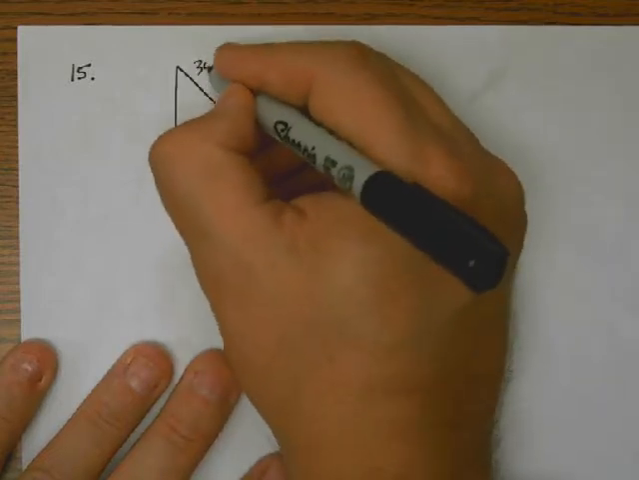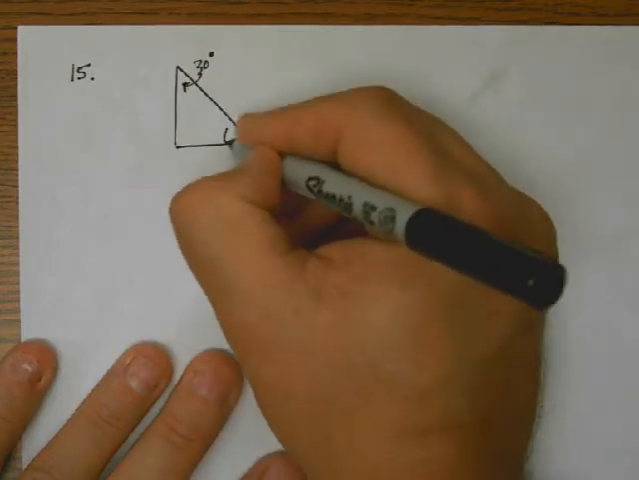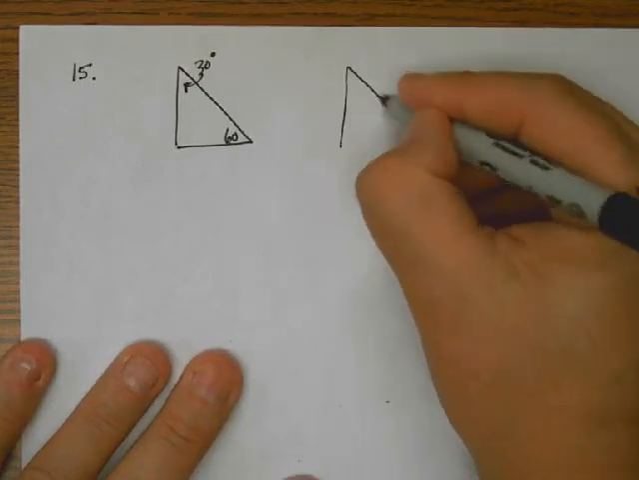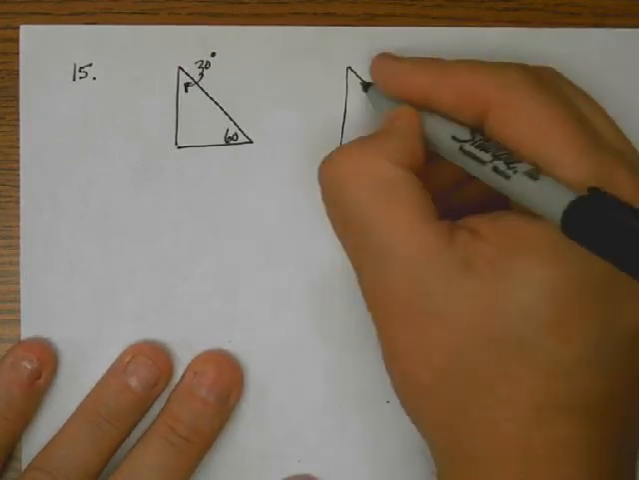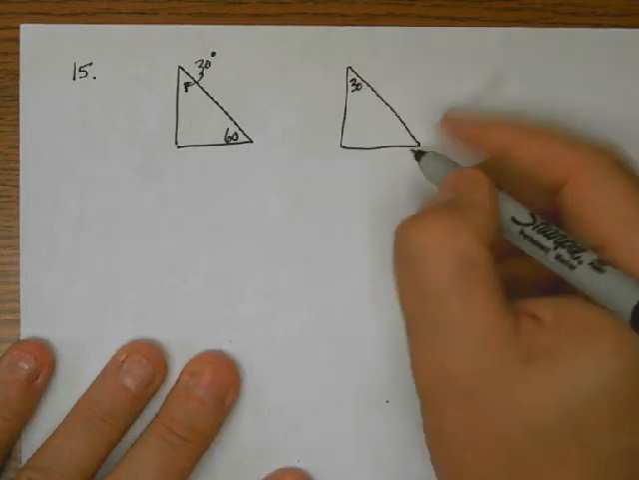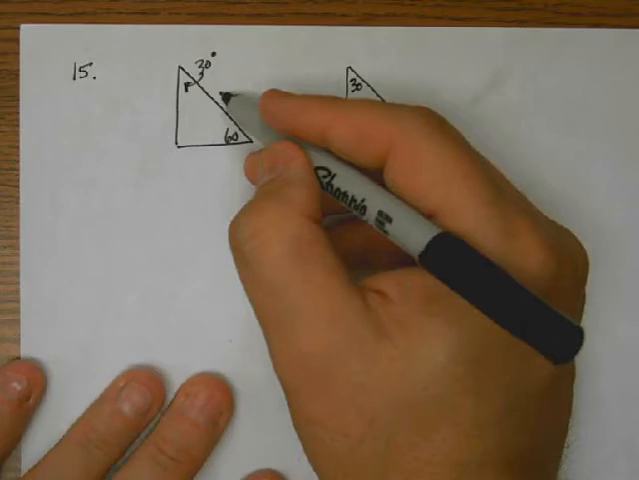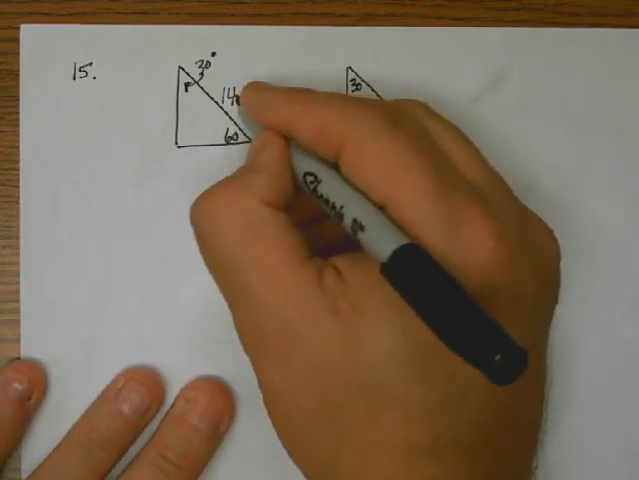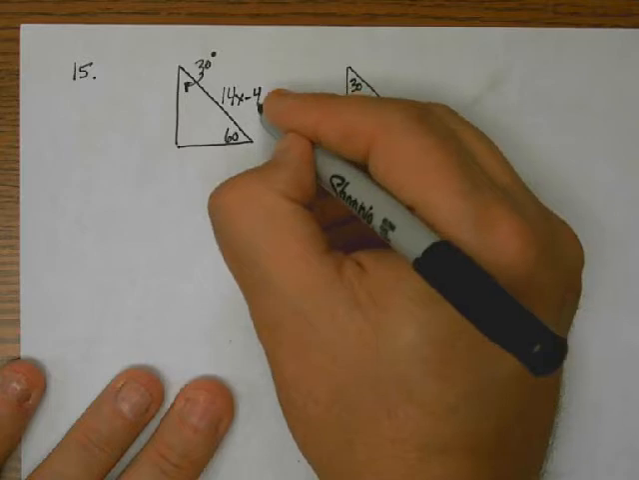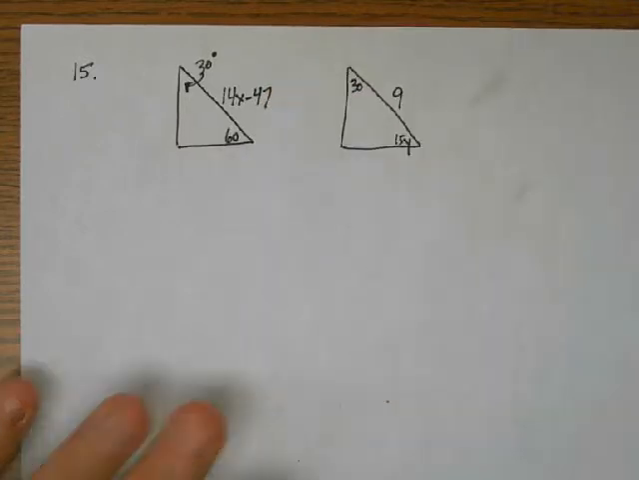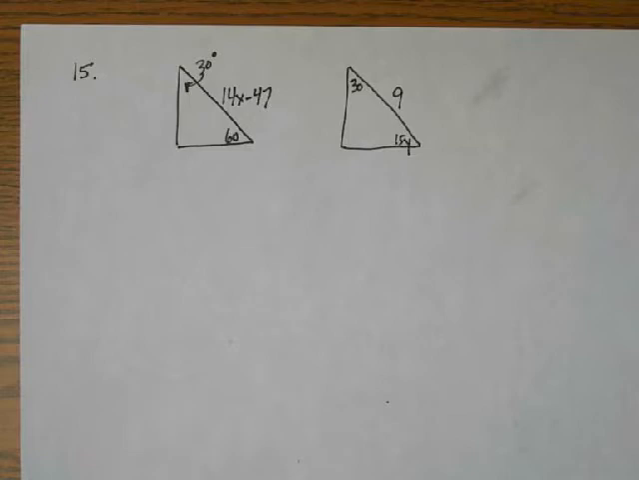I believe this one's 30 degrees. This one's 60 degrees. Bo, help me out. The top one's still 30 degrees? Yeah. All right, what's the length of this side over here? 14x minus what? 47. And this one? And 9. Okay, so, well, we got an adjustment right off the bat.